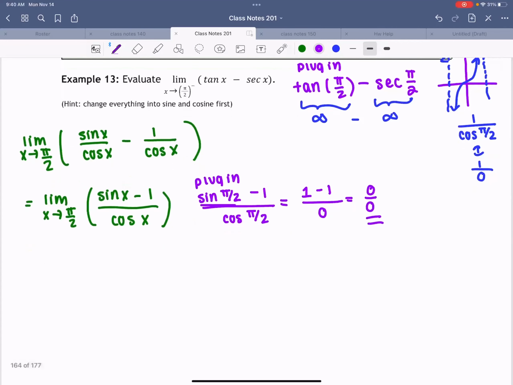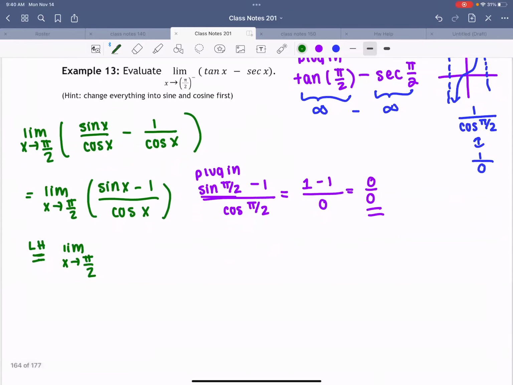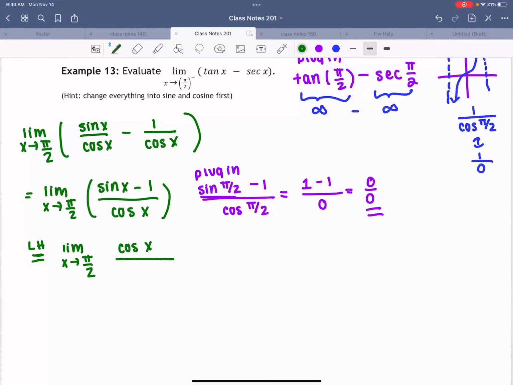Okay, so let's keep going. We can do L'Hopital's rule. I'm going to put an equal sign with the LH on top to mention that we're doing this. We're doing the limit as x goes to pi over 2. What's the derivative of sine x minus 1? Cosine of x. What's the derivative of cosine of x? Negative sine of x, good. All right, so we're now here.